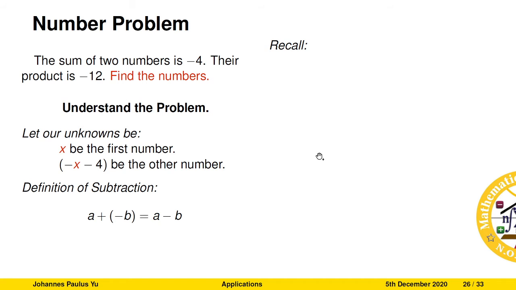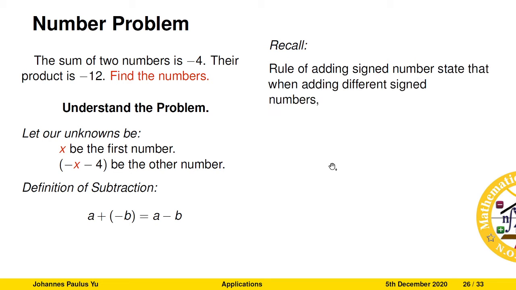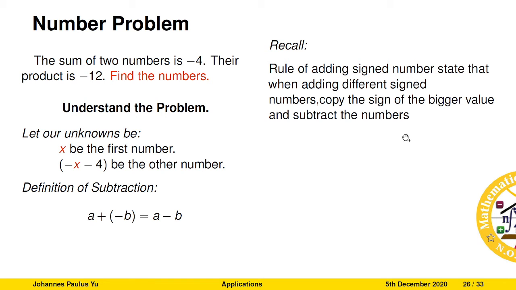Next, let us also recall the rule of adding signed numbers. It states that when adding different signed numbers, copy the sign of the bigger value and subtract the numbers. Bigger value minus smaller value must be followed.